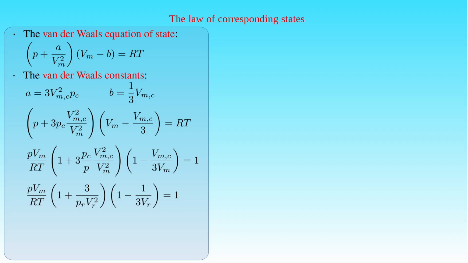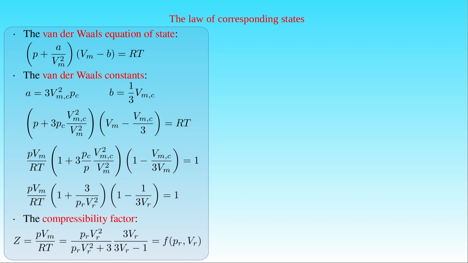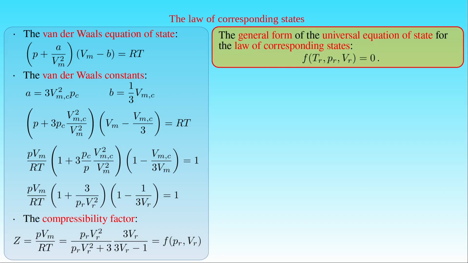Since the first factor in the product on the left-hand side of the equation is the compressibility factor Z of the medium, given by the product of the pressure P and the molar volume Vm over the product of the gas constant R and the temperature T, we divide the whole equation by the second and the third factors in the product and keep the compressibility factor Z on the left-hand side of the equation. As a result, we have a function on the right-hand side of the equation which depends only on the reduced pressure and the reduced volume of the medium. The result shows that the general form of the universal equation of state for the law of corresponding states is a function of the 3 reduced state variables of any substance.